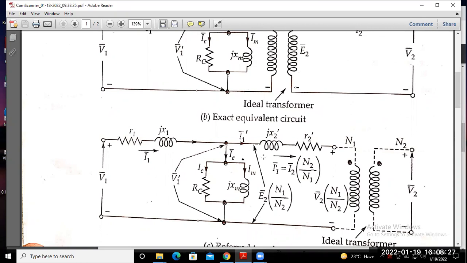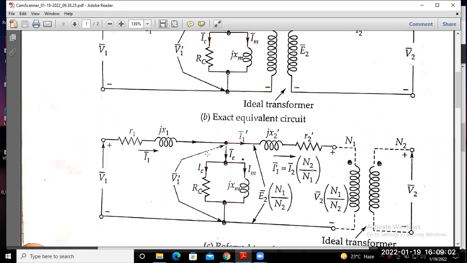And this is your I1, I2 transferred and referred to the primary side, represented by I1 dash. It is nothing but I2 into N2 by N1, since current is inversely proportional to the turns ratio. Voltage, when transferred, is directly proportional to the turns ratio, so it is represented as V2 dash when we transfer towards the primary side. So V2 dash is nothing but V2 into N1 by N2.